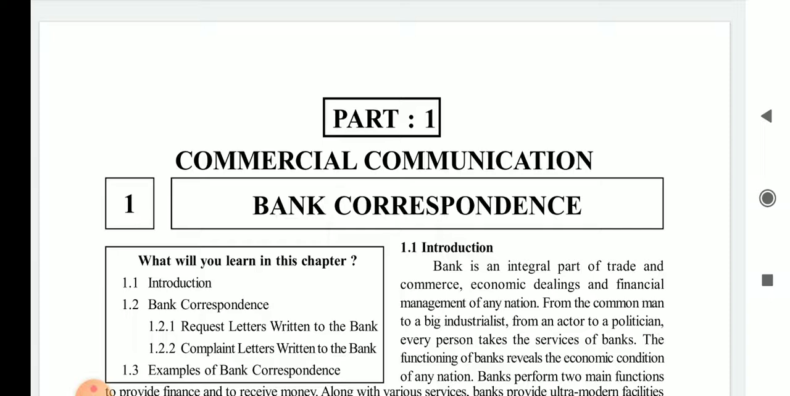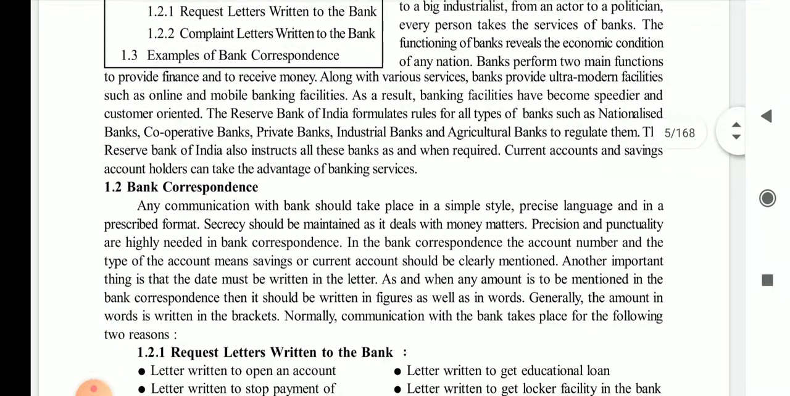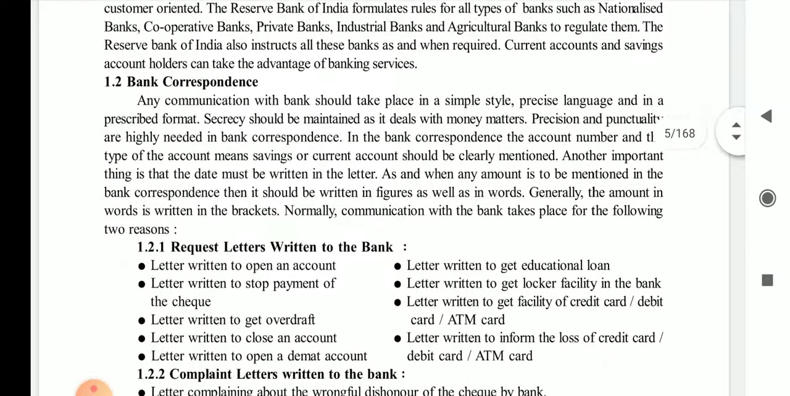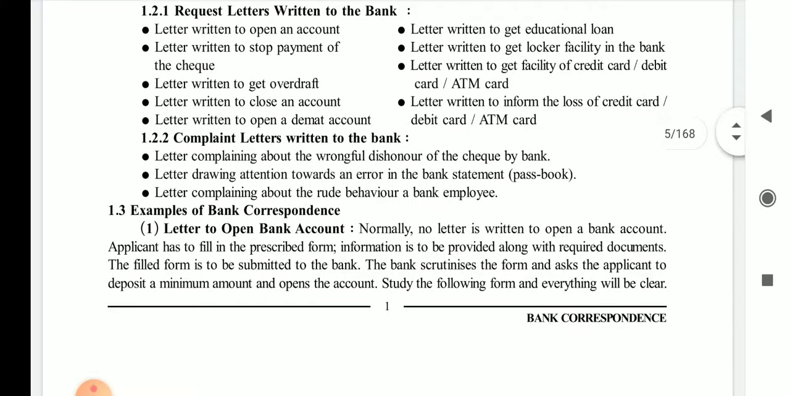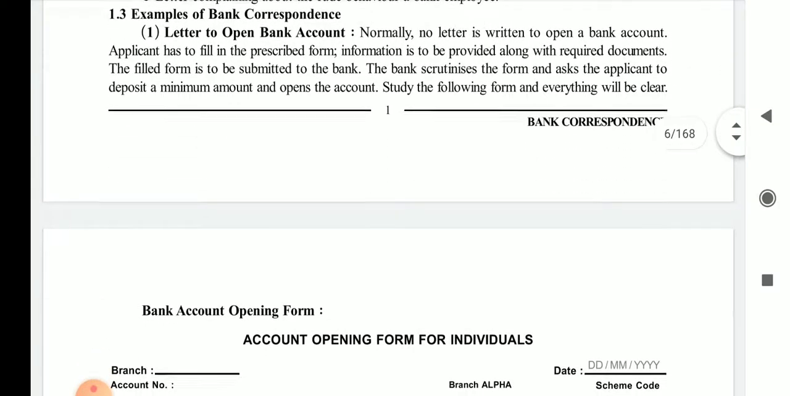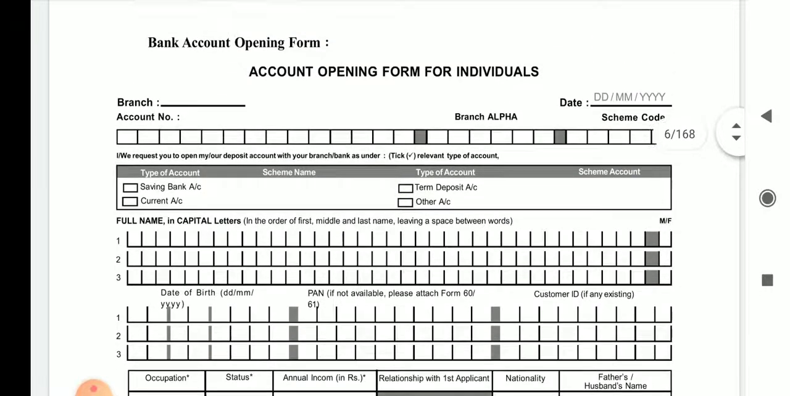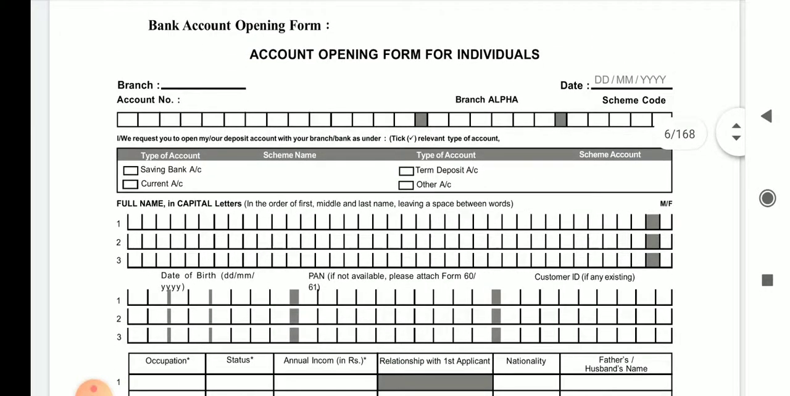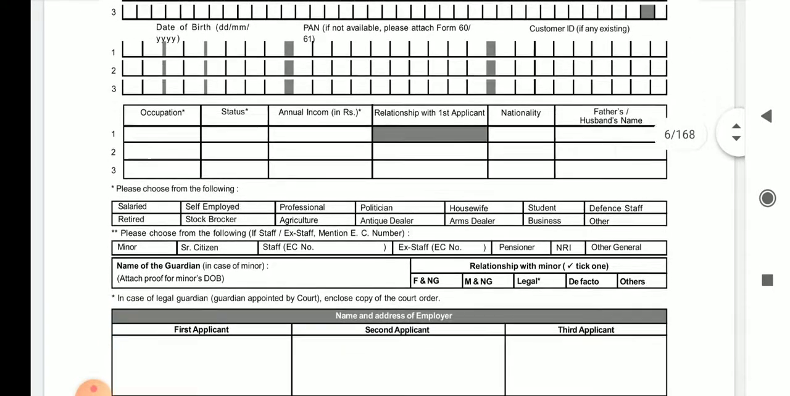In the previous lecture we have learned about bank correspondence. That means the bank's introduction, bank correspondence, and what types of letters are written to the banks, that is, the request letter and the second one, the complaint letter. We have also learned about examples like a bank opening form, which was explained by me in the previous lecture, as you can see on your screen.